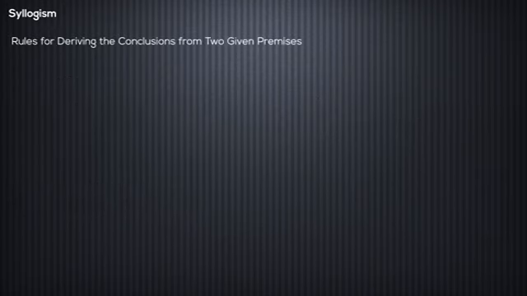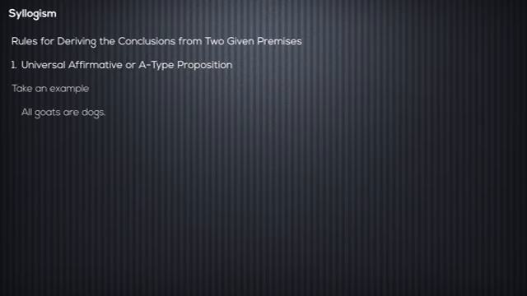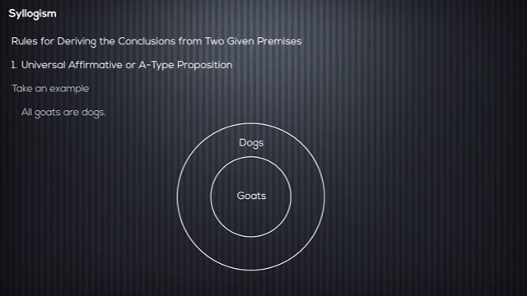Rules of deriving the conclusions from two given premises. Universal affirmative or A-type proposition. Take an example. All goats are dogs. This is an A-type proposition. We can see it by the graphical representation of the above proposition. We observe that goats are distributed in dogs, hence we cannot conclude this in an A-type proposition. Only the subject is distributed.